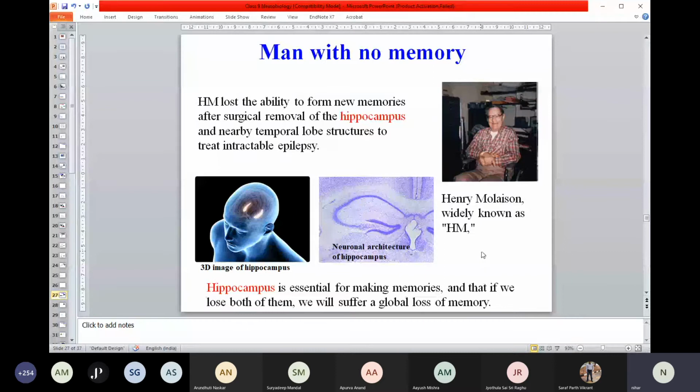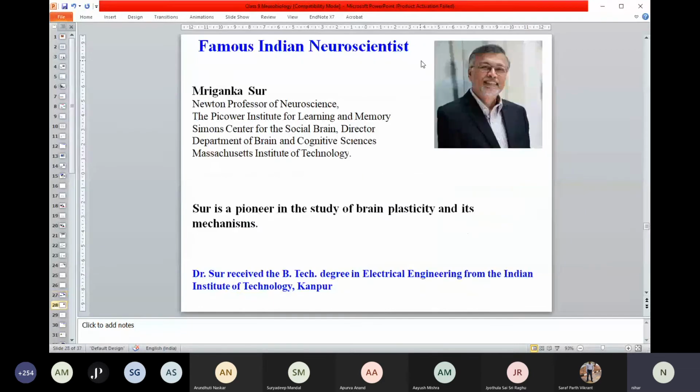So he is very well known in neuroscience, and even in psychology he is commonly known as HM. In a psychology or neuroscience book, whenever you hear about HM, it is nothing but Henry Molaison, a man with no memory. This is how you can understand how, from this kind of incident, a specific part of our brain is involved in a specific task. Here, the hippocampus is involved in storing memory.